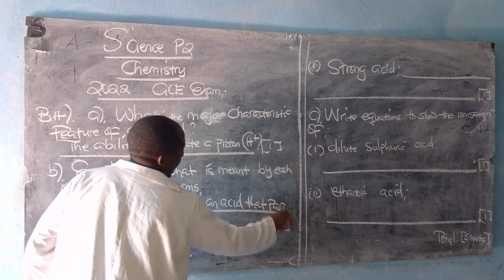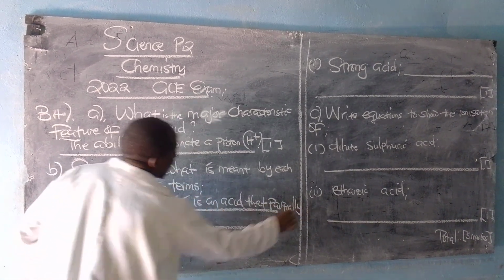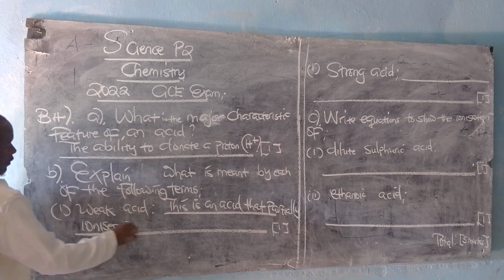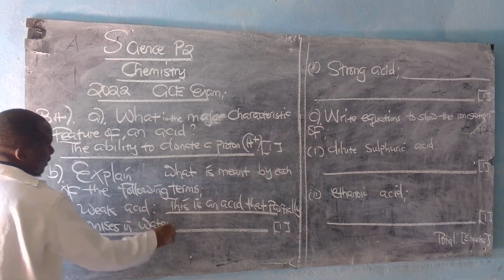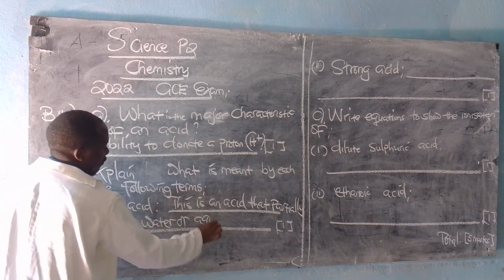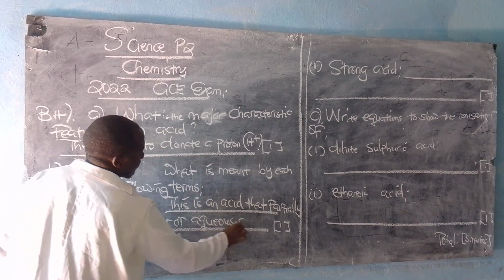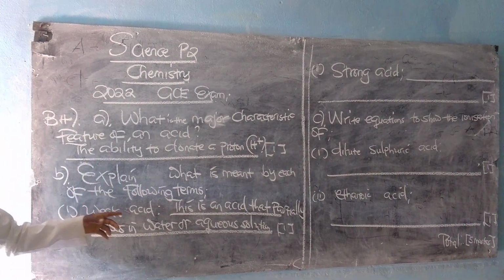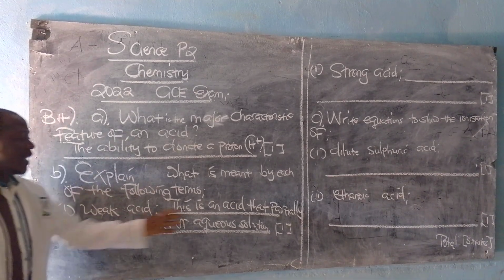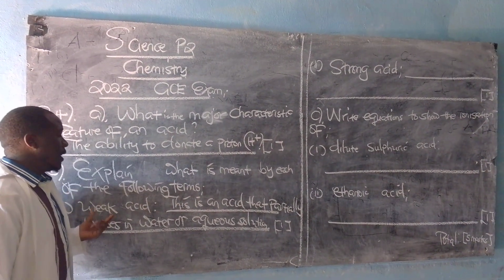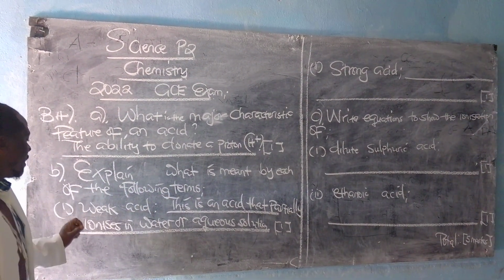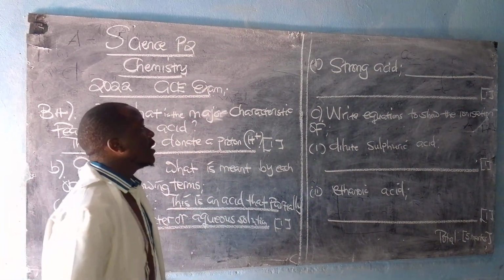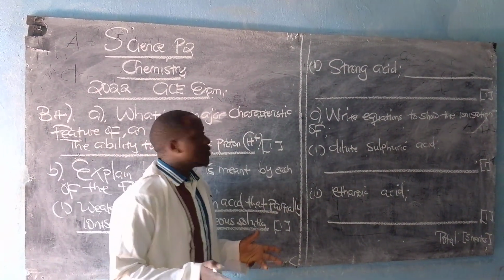So we're going to say this is an acid that partially ionizes in water or aqueous solution. We can say this is an acid that partially ionizes, that's why it's a weak acid. This is an acid that partially ionizes in water or aqueous solution. Vice versa, the opposite is going to be true.